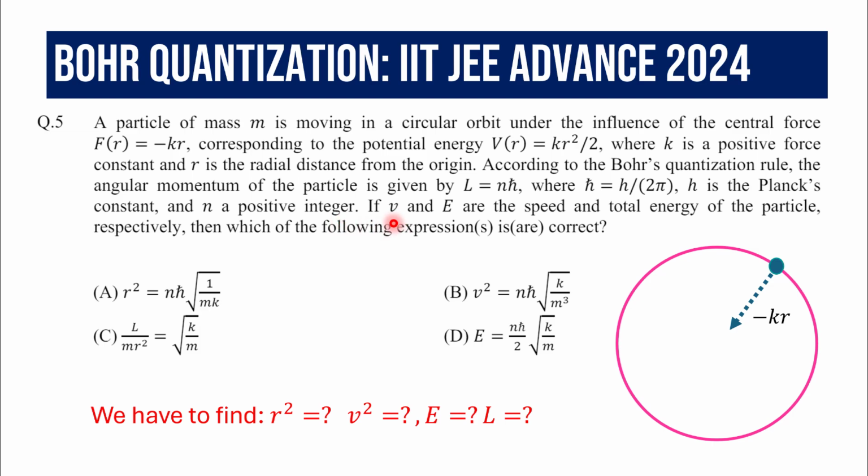Now the question says, let v be the velocity, that is the speed in this case, and E be the total energy of this particle. Then we have to find which of the following expressions is correct. In other words, we have to find the value of r square, the value of v square, the value of energy, and similarly the value of angular momentum. So we will try to find these values using the concept of circular motion, Bohr quantization, and the concept of total energy. So let us do this problem.